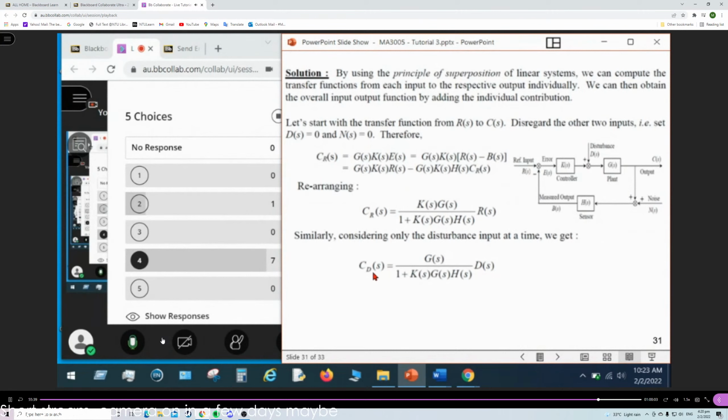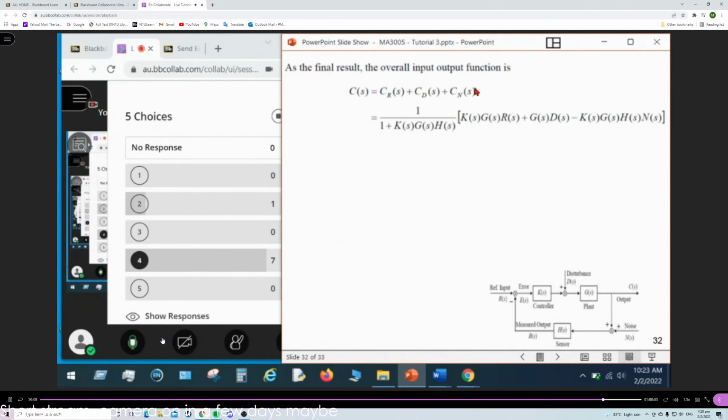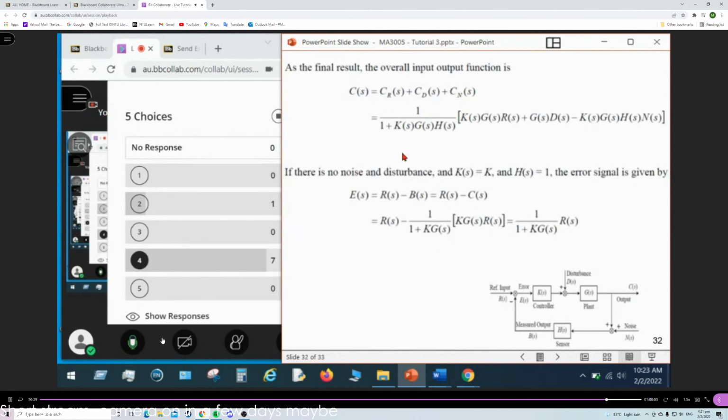Then, similarly, in the second step, we consider D only. By setting R and N to 0, we get another transfer function. Lastly, we set R and D to 0 and consider noise only, and then we get another transfer function. Then we do this X plus Y plus Z, right? As what I showed. So we have three transfer functions to be summed up. Then for the final one, to have all the three inputs and one output, you do the calculation and you would get this transfer function.